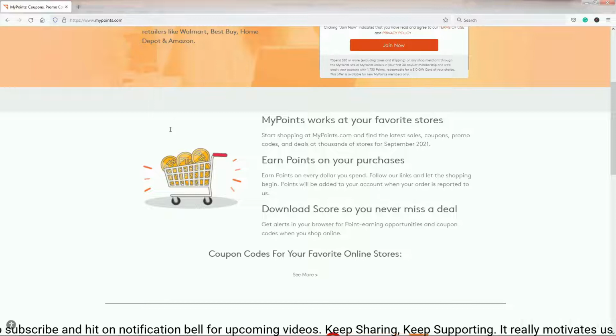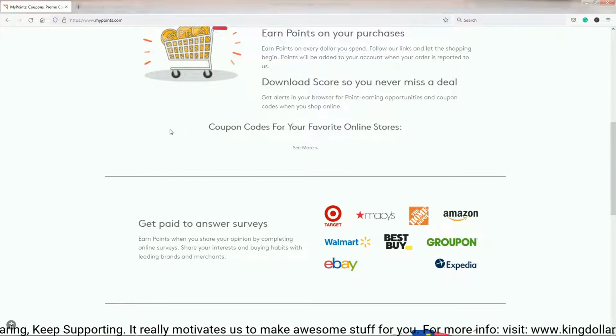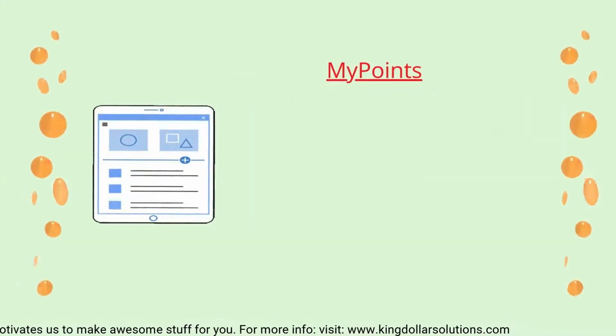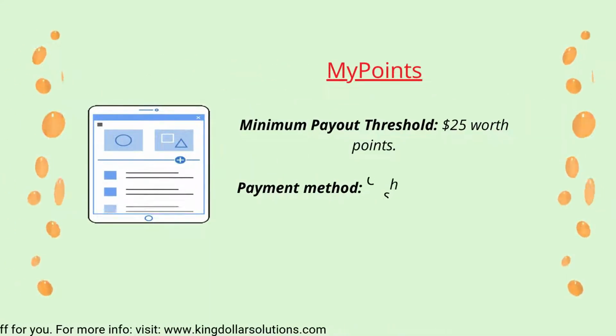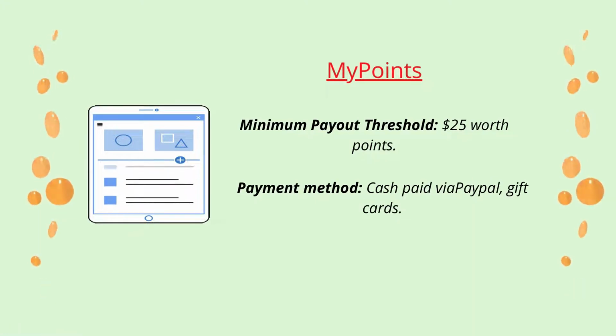It is available on the MyPoints website as well as a MyPoints app. It is also one of the best earn money apps. Minimum payout threshold: $25 worth of points. Payment method: cash paid via PayPal, gift cards.